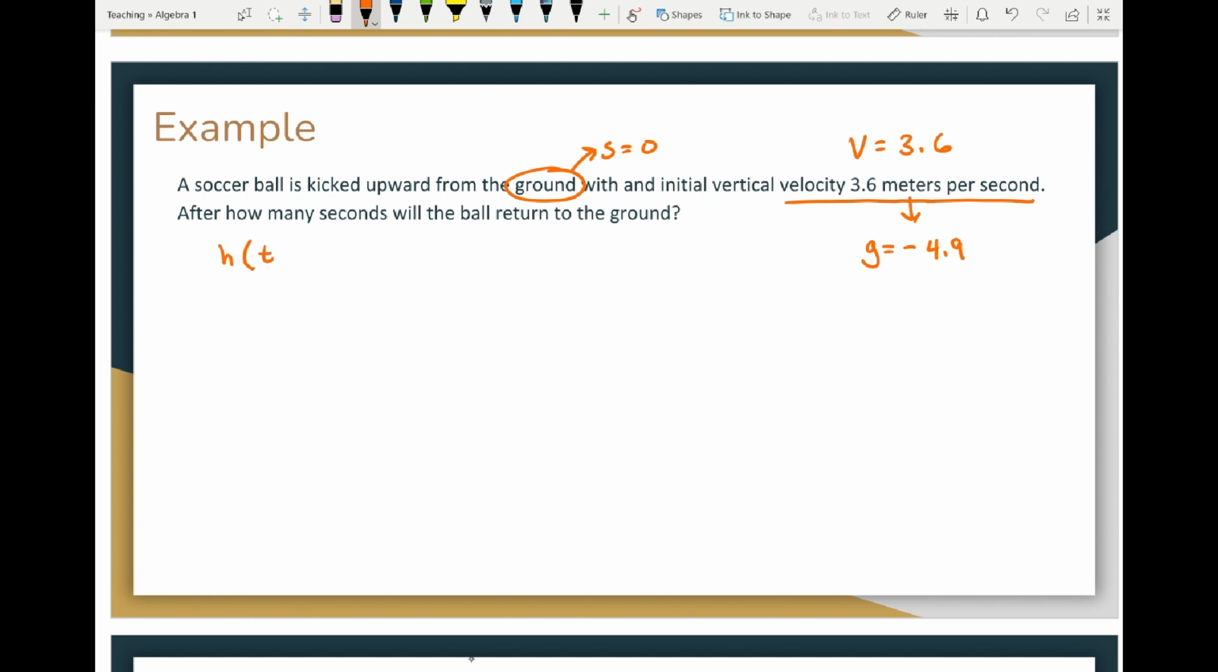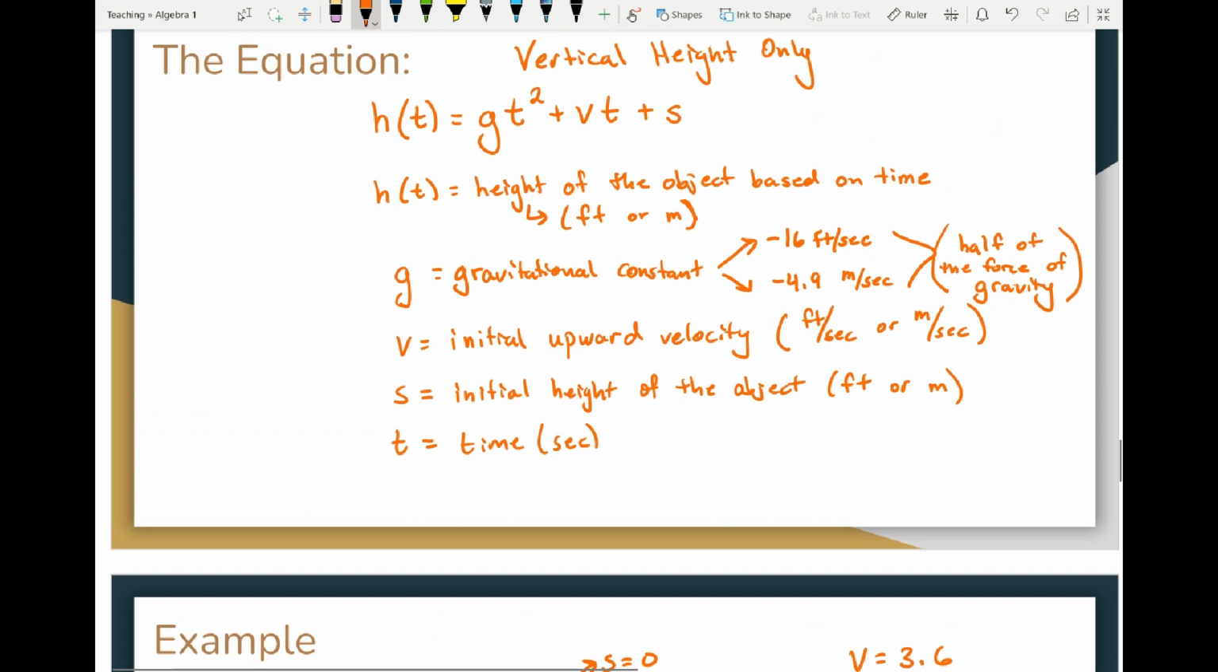So we have a function based on time. H is going to be negative 4.9. That's the gravity. Okay, t squared. And you can notice that this is the reason why this is a quadratic application is because the t squared, right? This looks like the standard form of a quadratic function. The velocity is 3.6 t. And once again, these are all just based on the formula that I gave you up top, right?